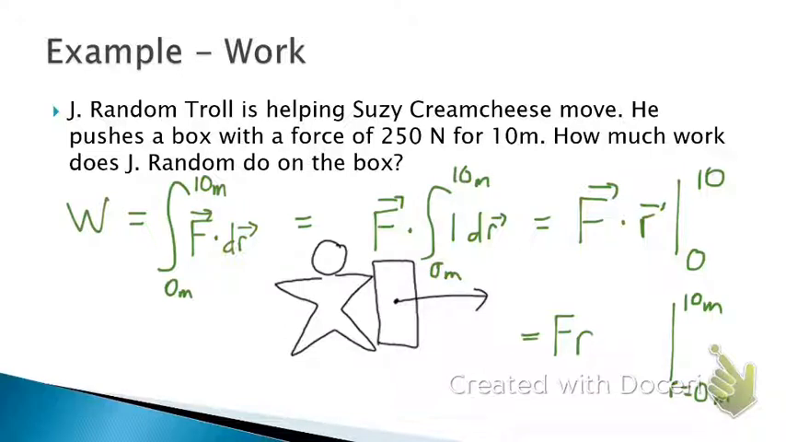So that's going to be 250 newtons times 10 meters minus 250 times 0. I don't even need to write that because 250 times 0 is 0. And I end up with the work that he's done being just 2,500 joules. Here, I'm going to run into the Doceri watermark if I go that way. So let me say 2,500 joules.